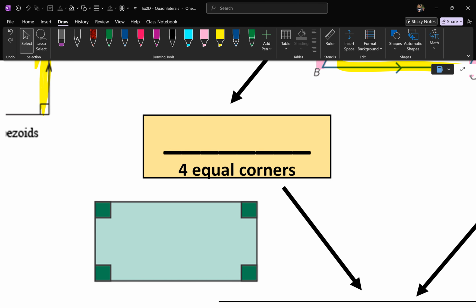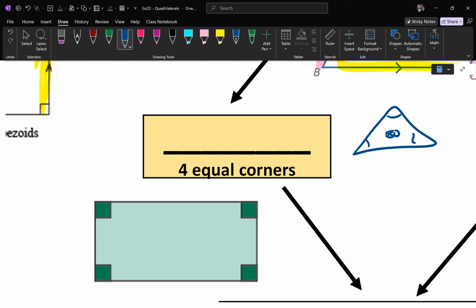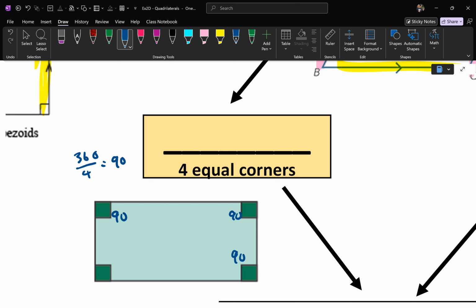Four equal corners. Now we know that all the angles in a four-sided shape must add up to what? So for a triangle, all the angles must add up to 180. Very good. And the reason why is if a triangle has 180, well, in a four-sided shape you actually have two triangles. So 180 plus 180 equals 360. So it's all meant to be 360. If it's 360 and it's got four equal corners, then 360 divided by 4 gives you 90. That's why we know these are 90s if it has equal corners. Because 90 plus 90 plus 90 plus 90 gives you 360.